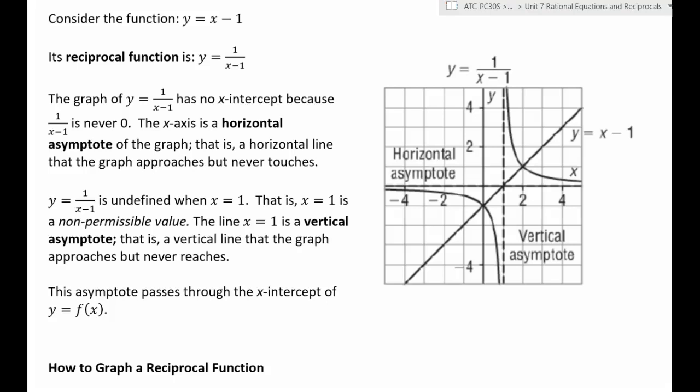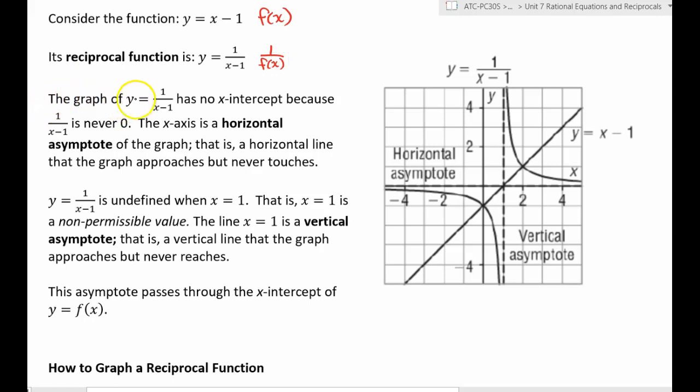So in our first example, we had just 1 over x. If we consider the original function x minus 1, and we call that f of x, then the reciprocal of this function is 1 over x minus 1, 1 over f of x. Okay, so keeping that language consistent.